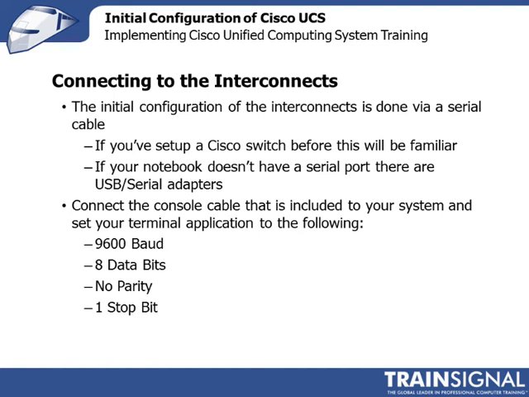So get your console cable. We're going to plug that into the first interconnect that we're going to configure. Normally when we do deployments, we make the top interconnect Fabric A, the bottom one B, so we will do the top one first. You're going to plug that into the console port.